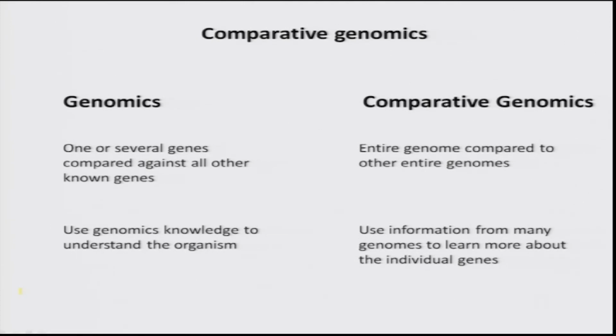In genomics, you use genomic knowledge to understand the organism, how successful the organism is and how that gene contributes to that fitness. Here in comparative genomics, you try to use the information from many genomes to learn more about the individual genes, how a given gene has changed over time, and therefore how the function of the gene is altered in different species.